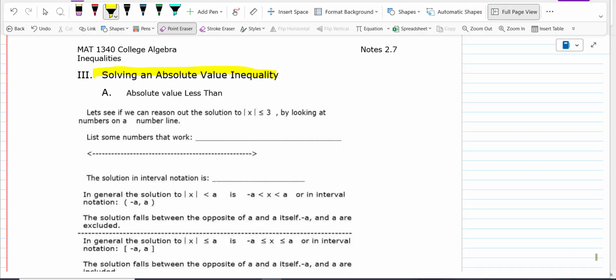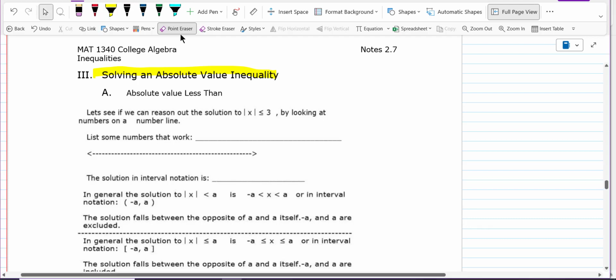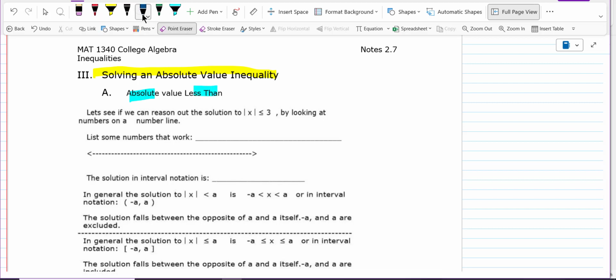Okay, college algebra students, today we will look at part 3 where we solve an absolute value inequality. The first thing we're going to look at is the absolute value less than situation. Okay, so let's think through this problem a little bit.